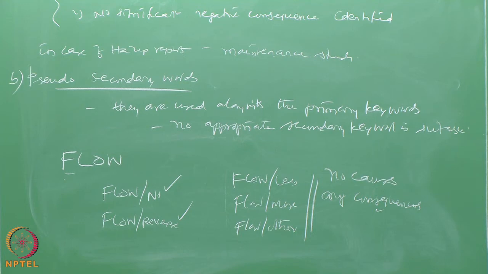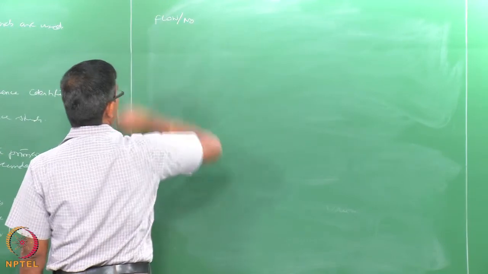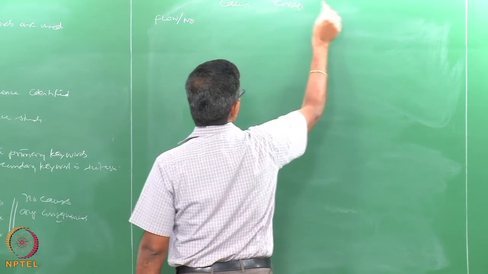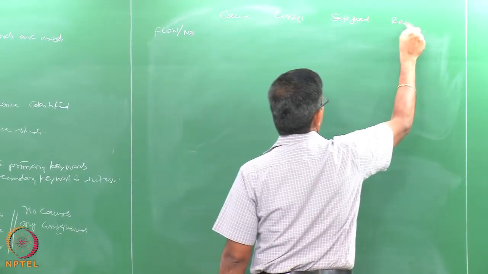So, when I write a Hazop report, let us say flow no, I have to write a cause, I have to write a consequence, I have to mention a safeguard, I have to give a recommendation. That is what the Hazop report is.